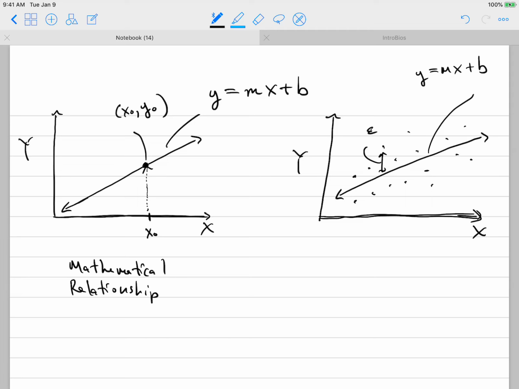So this would be epsilon 1. This deviation might be epsilon 2, all the way up to the last deviation, epsilon n. So a statistical relationship essentially lets you see that there may be some underlying straight line, but your y deviates randomly from this straight line. We're going to talk more about this type of model when we get into regression.